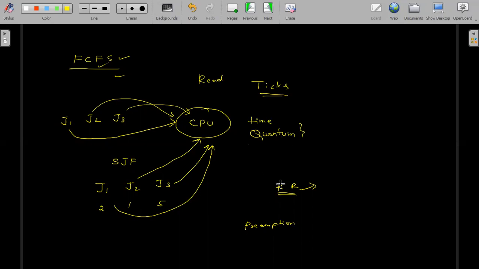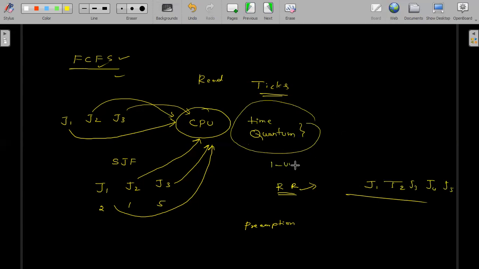In round robin, suppose there are processes J1, J2, J3, J4, J5, so many processes. Every process should get a chance. That is the reason why they apply one condition, saying that every process can execute for 1 unit of time. This is the condition they are applying here. These are all the inputs here.